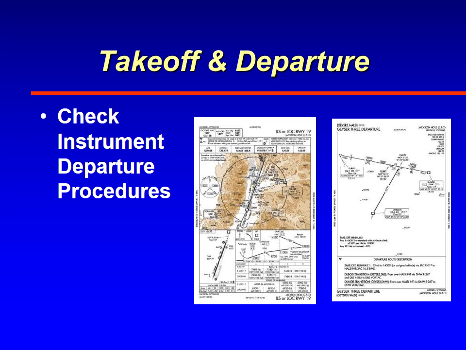Also, if you're flying instruments, make sure you check the instrument departure procedures for mountainous areas. They'll tell you a lot of times that you have to climb in the valley to a certain altitude back to the VOR and then hold in the VOR until you get above a certain altitude if you're going eastbound or a certain altitude if you're going westbound. So make sure you always check those.